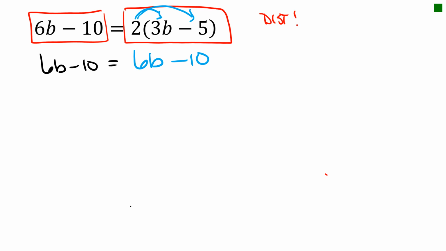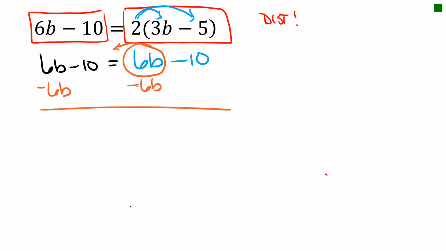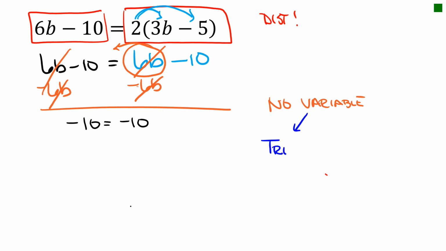Now I'm going to move this 6b over to that side. I'm going to subtract 6b on both sides. Cancel, cancel. What I end up with is negative 10 equals negative 10. So I'm back to where I just was. There is no variable. The variable has disappeared. It's canceled out. And what I have left is true. What that means is there are infinitely many solutions.